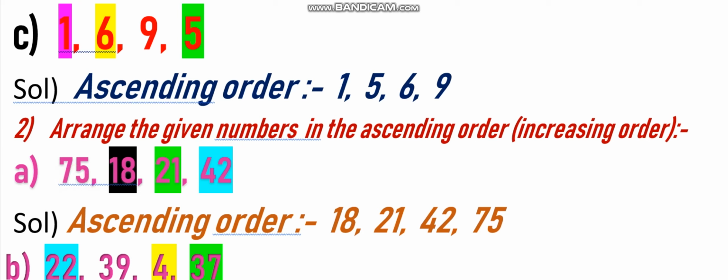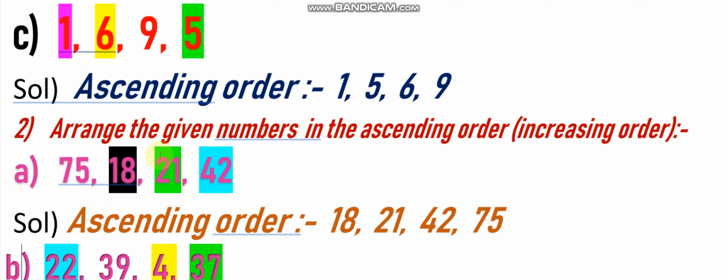18. To arrange the numbers in ascending order, first you find the smallest number. 18. Okay. Make a round to 18. Write here 18. Then you check the smallest number among three numbers. 7, 2, 4. Which is the smallest digit from the tens place digit numbers?